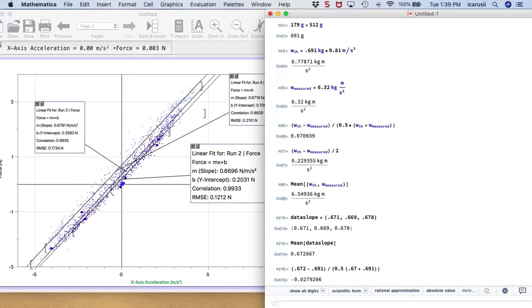7% error. So I can say with confidence that the mass of this device is 0.691 kilograms. I can say that with a plus or minus 2% confidence.